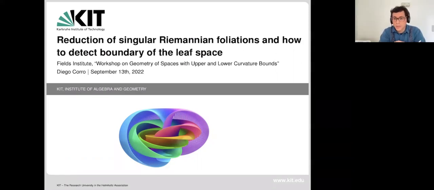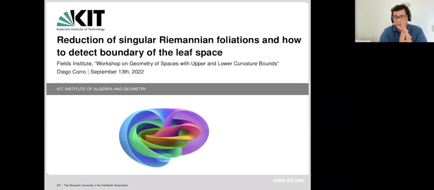Thanks for the invitation. Unfortunately, I was not able to come in person, but I'm using the benefit of technologies to be at least present there. All I'm going to present here is joint work with Adam Moreno.